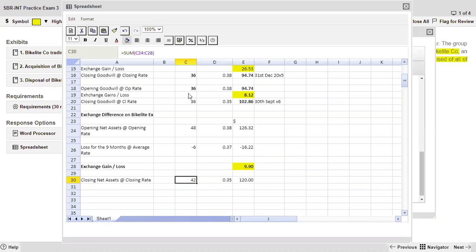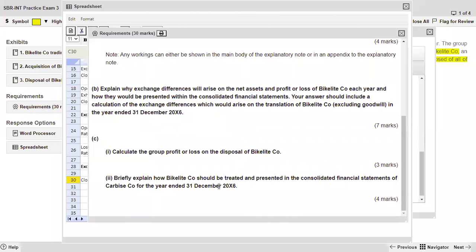Okay, any other questions now? Or shall I move forward to the last requirement of this question? Now, it says part C, calculate the group profit or loss on disposal of Bike Light. Briefly explain how Bike Light company should be treated and presented in the consolidated financial statements of Carbise for the year ended so and so. Now, let's talk about it. Calculate the group profit or loss on the disposal of Bike Light.